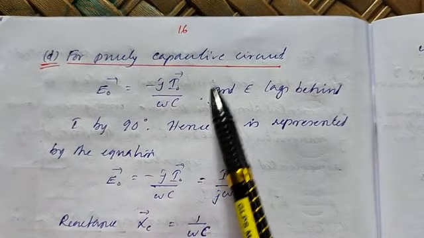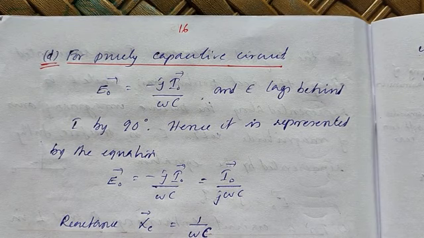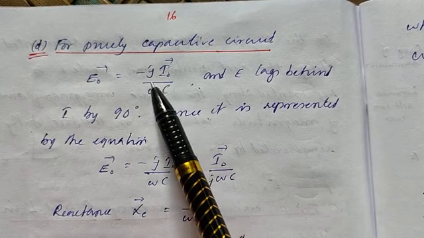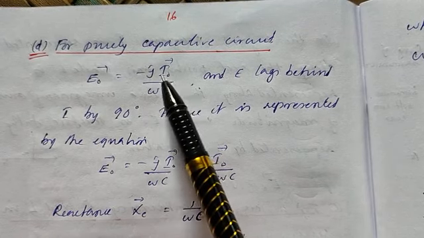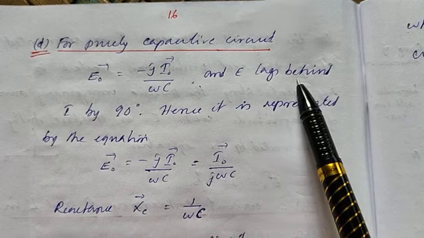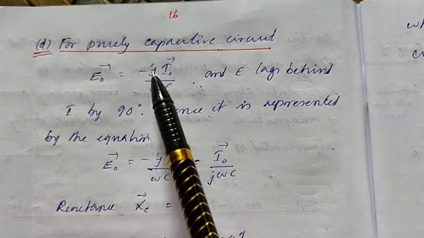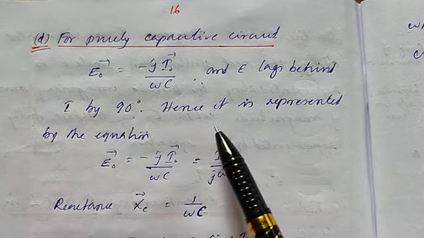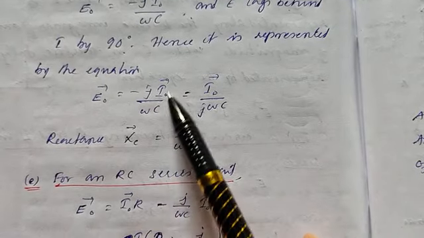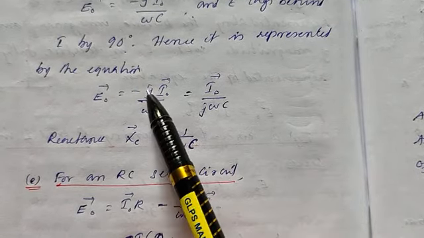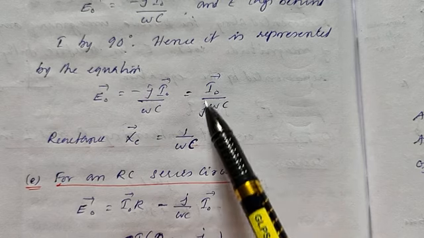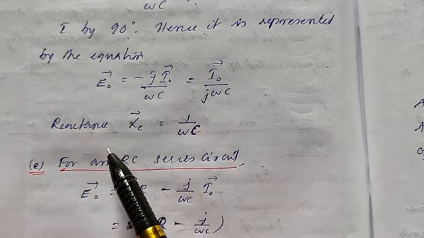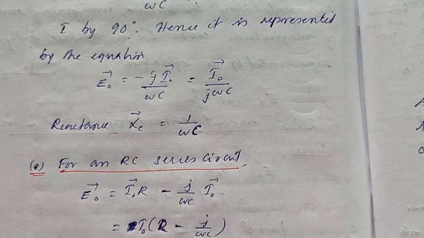Now the circuit containing a purely capacitor only series circuit. So here E0 is minus j I0 by omega C, which means E lags behind I by 90 degrees. A minus j operator appearing here means E lags I by 90 degrees. Hence it is represented by the equation like this. So minus j can be represented as 1 by j, so this will be of the form I0 by j omega C. The reactance is 1 by omega C.